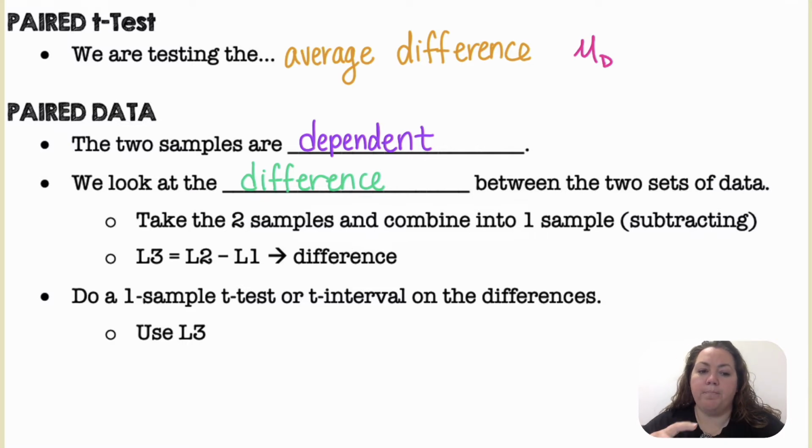Sometimes if they give you the data, they might also include 3 lists where they just give you the differences. So you could just go ahead and put those differences right into list 1. Or they might give you the mean difference, the average difference, and the average difference's standard deviation.